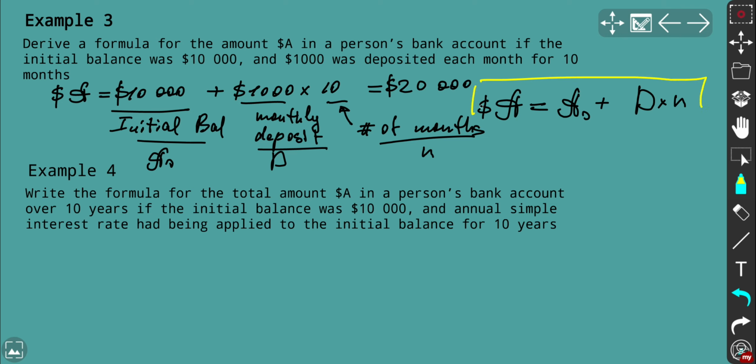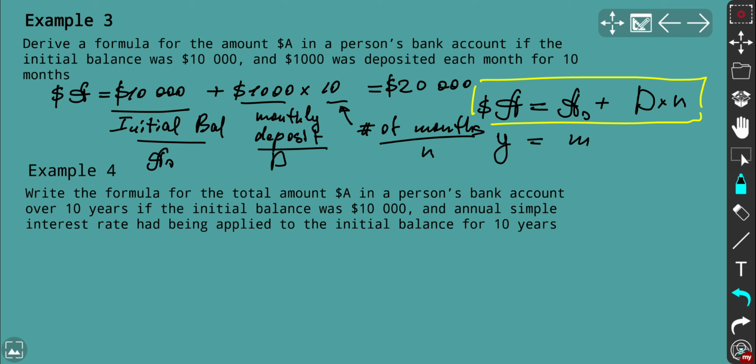Okay, that's the formula that we generalize. And actually, this is a sort of linear dependency, right? Let's have a look at how A depended on n, number of periods, if each monthly deposit is the fixed amount. Yeah, that's definitely linear. Let's have a look.